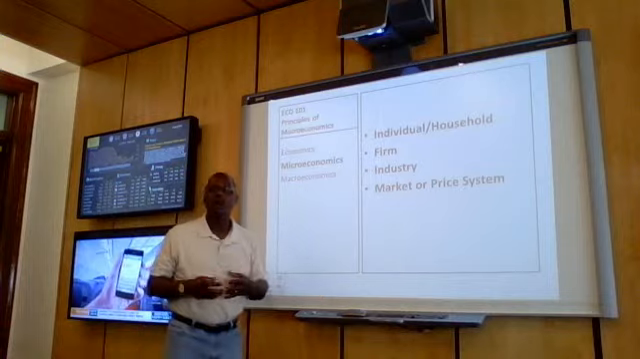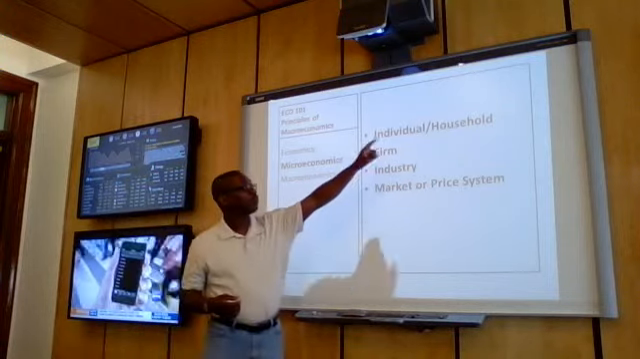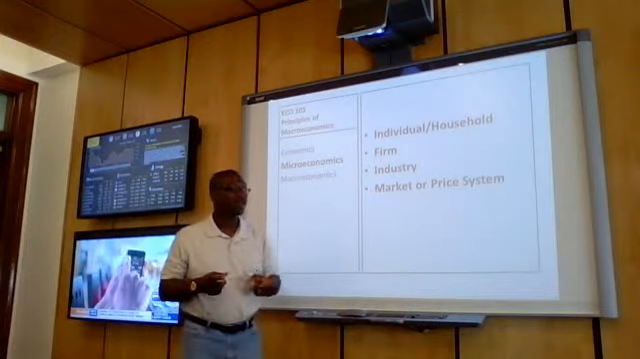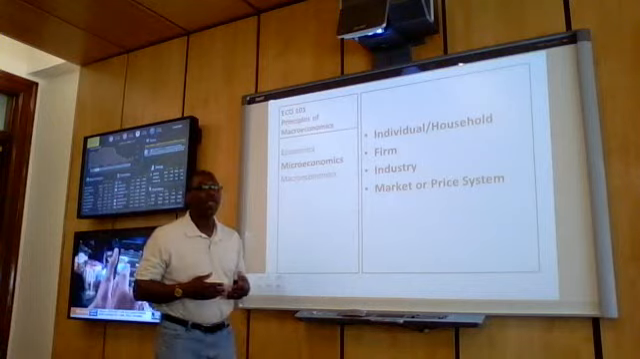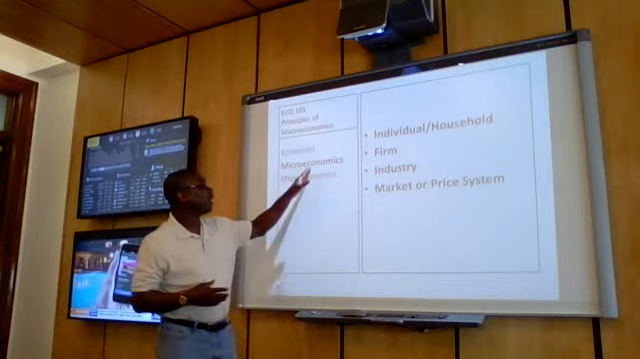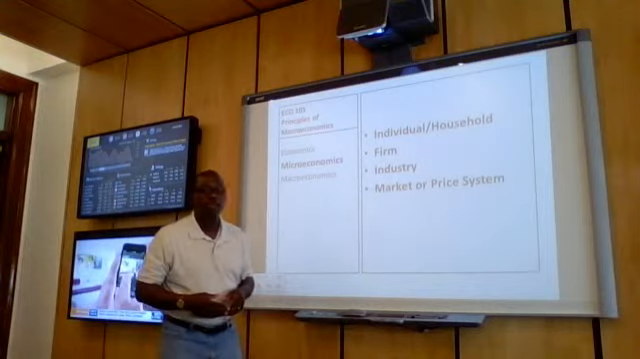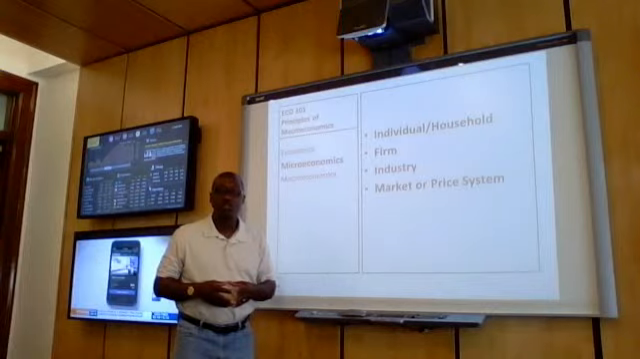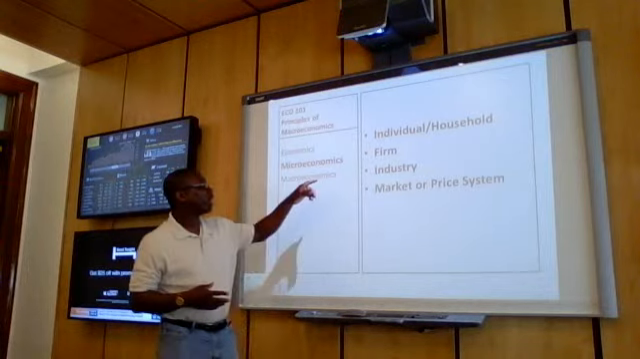Microeconomics focuses on the individual unit. It could be an individual household, a firm, or an industry. Notice the singular context. And so we're going to outline some basic concepts pertaining to microeconomics. We're going to focus on the market or price system. The market or price system is an economic mechanism that rations goods and services, and we're going to discuss this in the context of microeconomics.